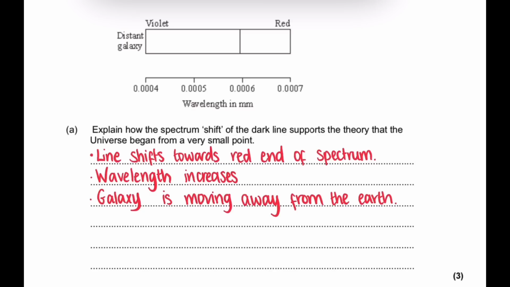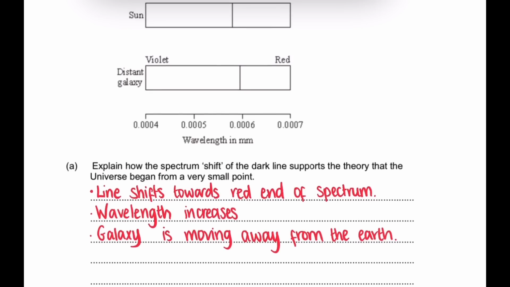a very small point. When we look at the light from the distant galaxies, we see the dark lines in the spectrums are shifted towards the red end. This redshift happens because those galaxies are moving away from us, which causes the light waves to stretch out and the wavelength to increase. So this tells us that the universe is expanding. Now let's think about this in reverse. It means that a long time ago, everything in the universe was much closer together, eventually coming from a single tiny point, which supports the idea of the Big Bang Theory.